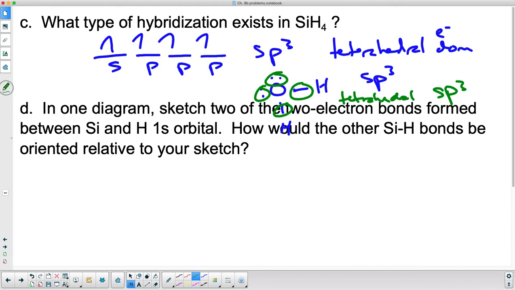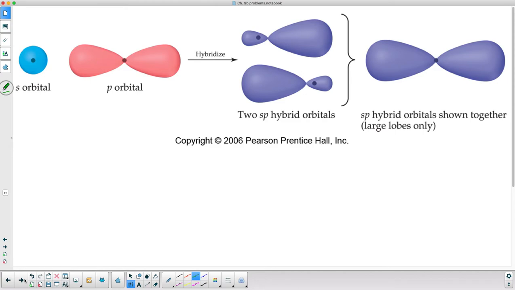In one diagram, sketch 2 of the 2-electron bonds formed when Si and H 1s orbital overlap. How would the other Si-H bonds be oriented relative to your sketch? Well, it would look something a little bit like this. Here's the p orbital, here's the s orbital. When we put them together, we get a big lobe and a small lobe. That's one sp orbital.